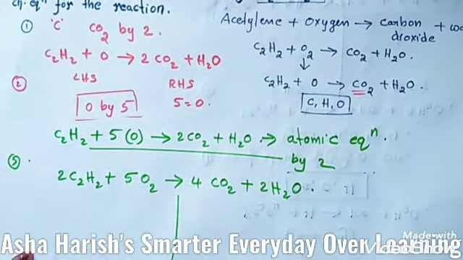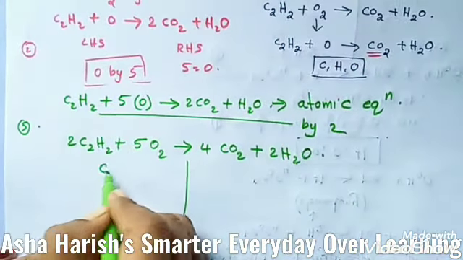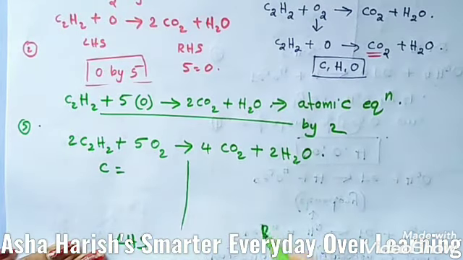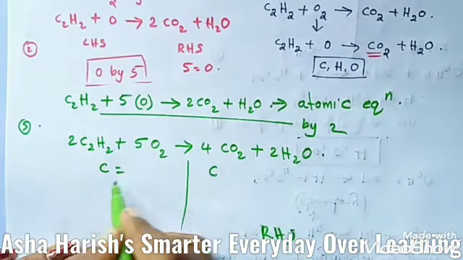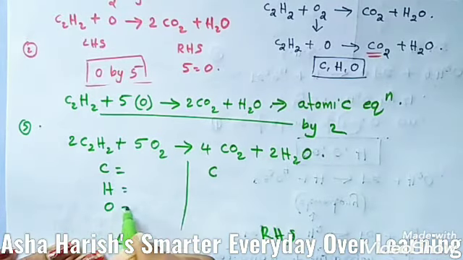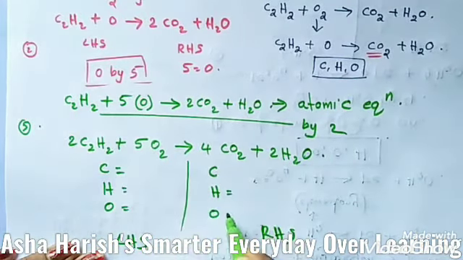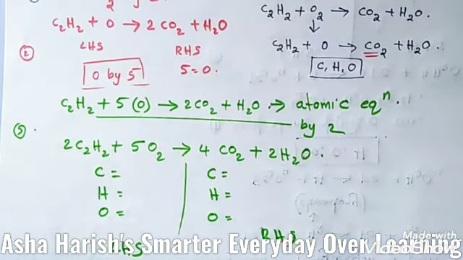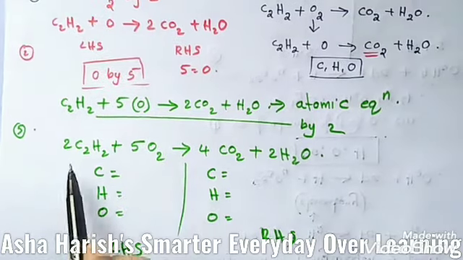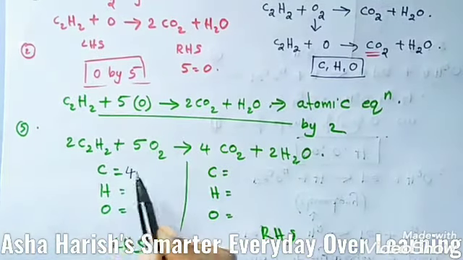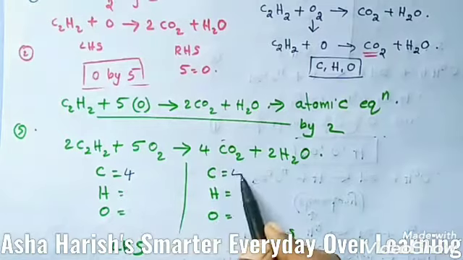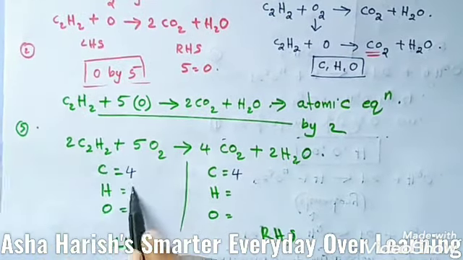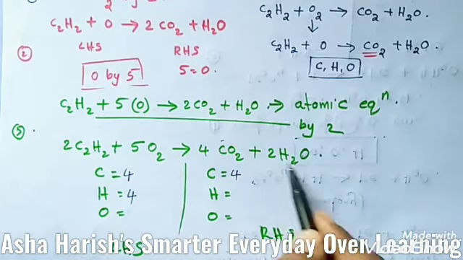Now let's check it once. Here carbon atoms, this is LHS and this is RHS. Carbon atoms and hydrogens and oxygens. Here also same, oxygens. We need to count how many are present here. Coming to carbon atoms, here 2 2s 4 carbon atoms. Here also same, 4 carbons. Now hydrogens, here 2 2s 4 hydrogens, and here if you see 4 hydrogens.